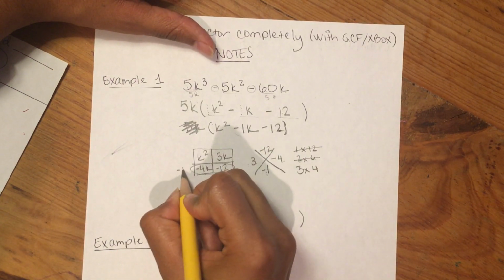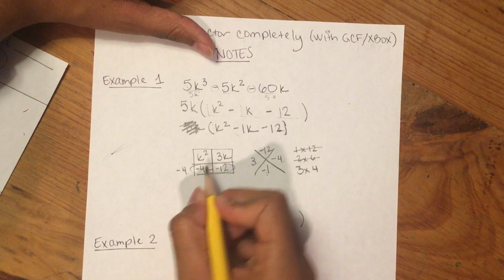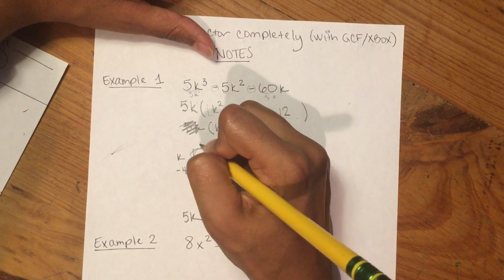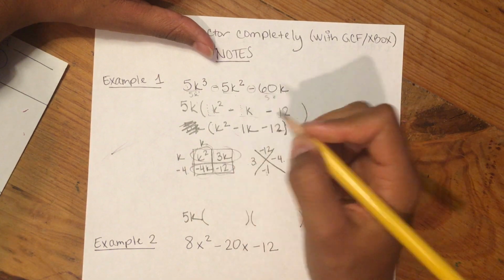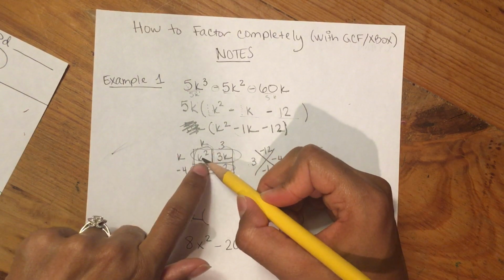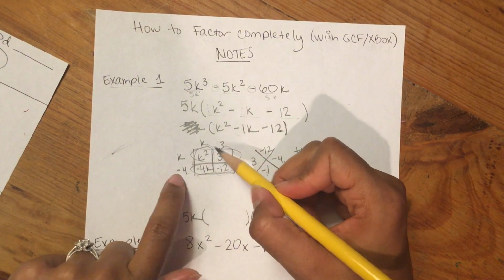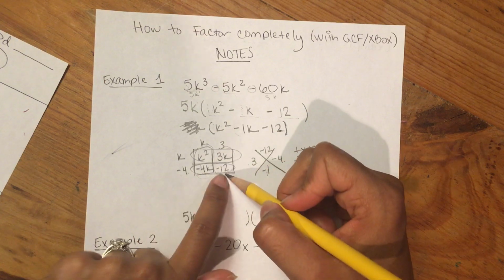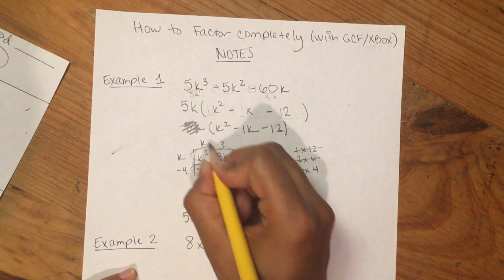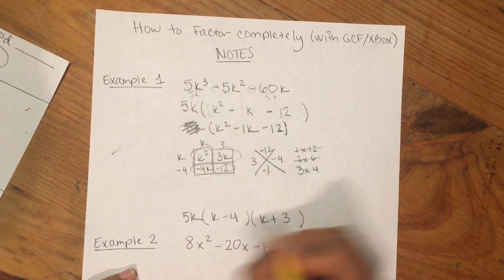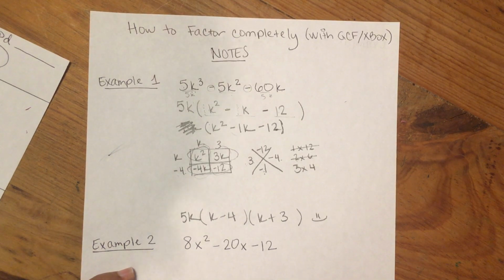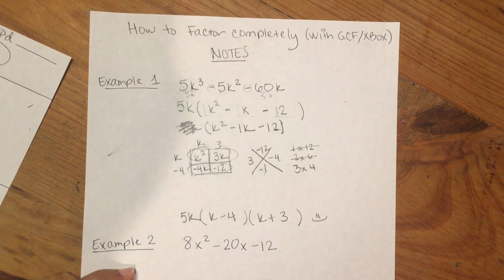Bottom row, -4, box closest to me is negative. Top row, first column, second column. We always double check our answers. K times K, K squared. K times 3, 3K. -4 times K, -4 times 3. Yep, it checks out. So I'm going to record my answer, K minus 4 and K plus 3. And remember, my GCF was down here waiting for me, so I didn't forget it and I didn't get the wrong answer. And that, my friends, is the process.